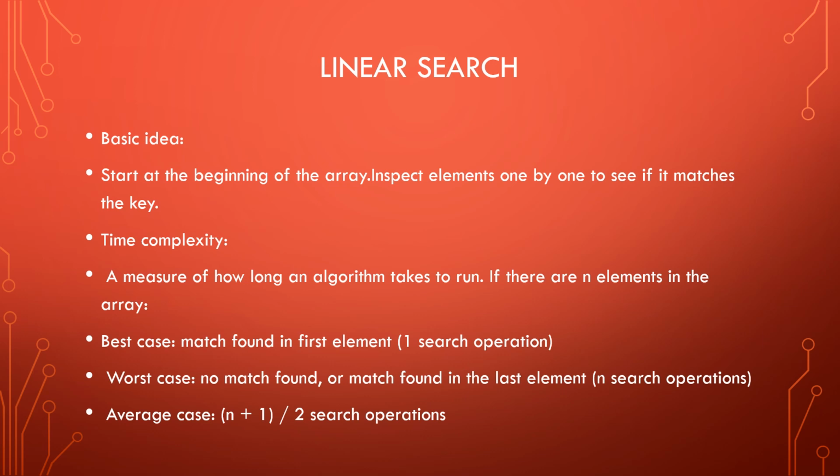Linear search. The basic idea is to start at the beginning of the array and inspect elements one by one to see if each matches the key. Time complexity is a measure of how long an algorithm takes to run. If there are n elements in an array, in the best case the match is found in the first element, so it takes only one search operation. In the worst case, no match is found or the match is found in the last element, so it takes n search operations. The average case is (n+1)/2 search operations.